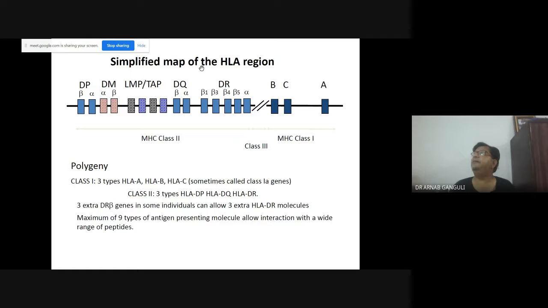Okay, this is the simplified map of the HLA region. HLA region is basically ওইখান থেকে MHC তৈরি হয়. The HLA region of the gene.